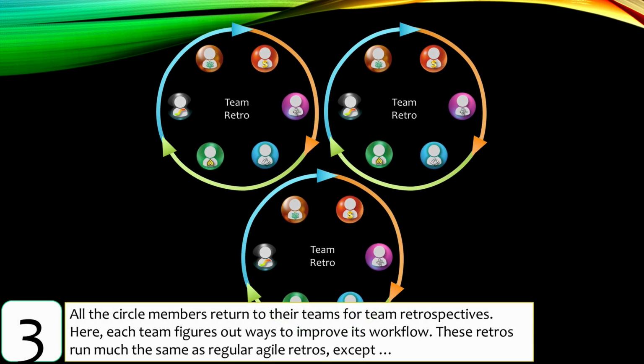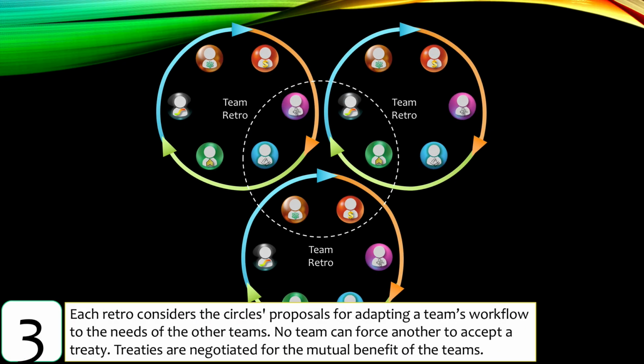All the circle members return to their teams for team retrospectives. Here, each team figures out ways to improve its workflow. These retros run much the same as regular agile retros, except each retro considers the circle's proposals for adapting a team's workflow to the needs of the other teams. No team can force another to accept a treaty. They're negotiated for the mutual benefit of the teams.